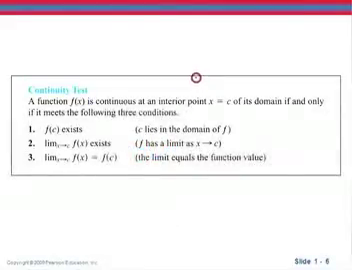Now the continuity test has 3 parts. In order for a function to be continuous at the interior point c, f of c must exist. The limit as x approaches c of f of x must exist. And not only must those two exist, they must be equal to each other. So the limit as x approaches c of f of x must be equal to f of c.